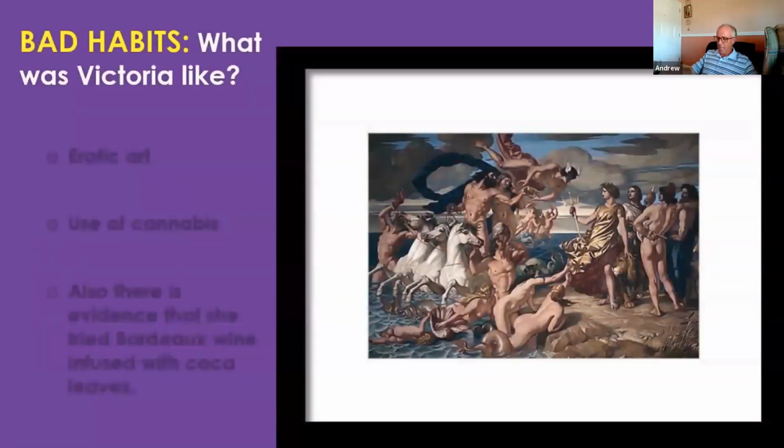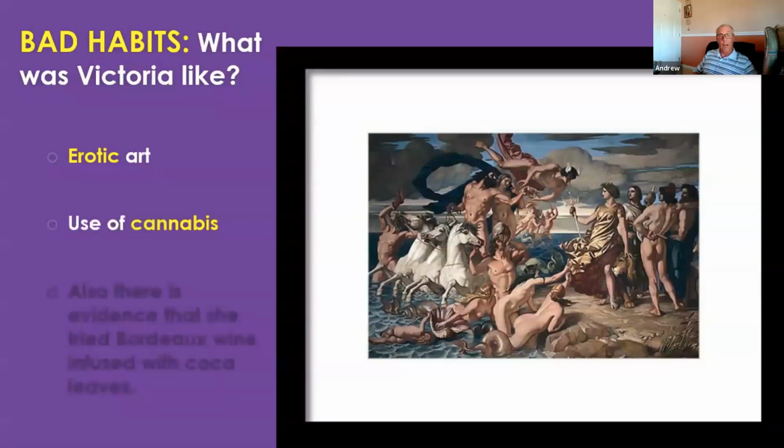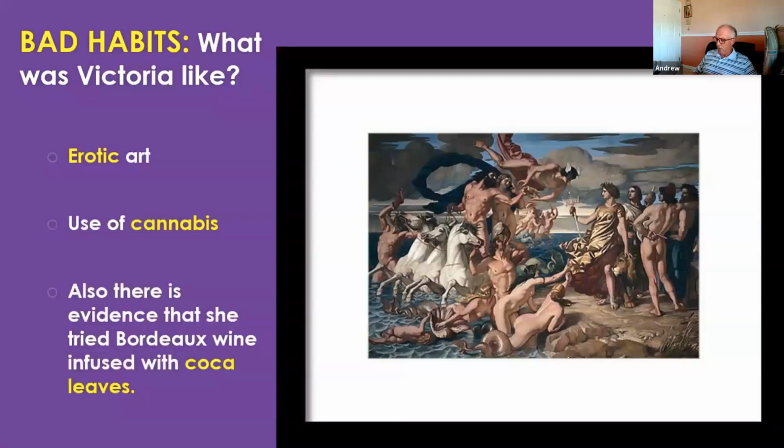Okay, next slide. Any bad habits? Well, a couple. She liked erotic art, and here's an example of one of her favorite pictures. This is a statue of Lady Godiva, and the art includes a statue of Lady Godiva and a fresco entitled Neptune Resigning to Britannia the Empire of the Sea. She also apparently used cannabis for menstrual cramps, and we believe that she put it in tea, or made some kind of tincture and put it in tea. There's also evidence that she tried a Bordeaux wine, a red wine, which was infused with coca leaves.